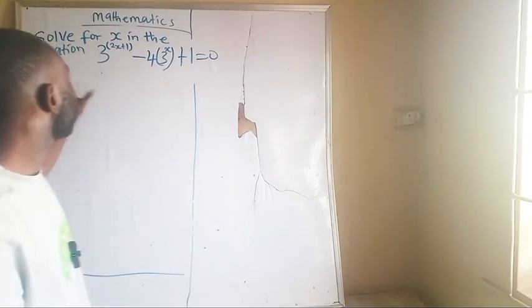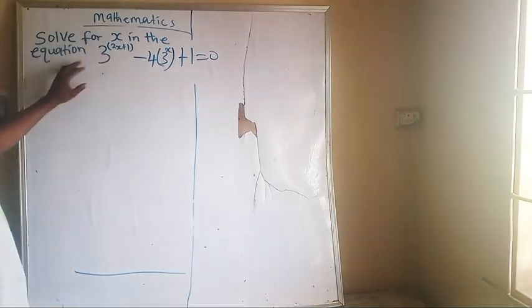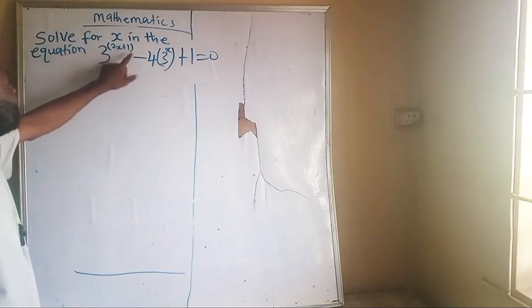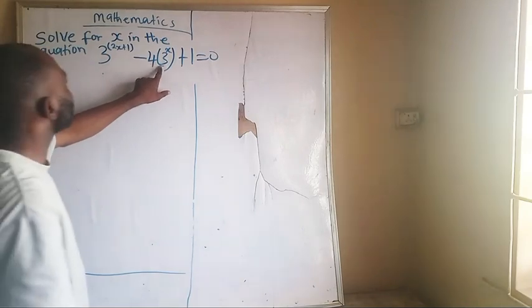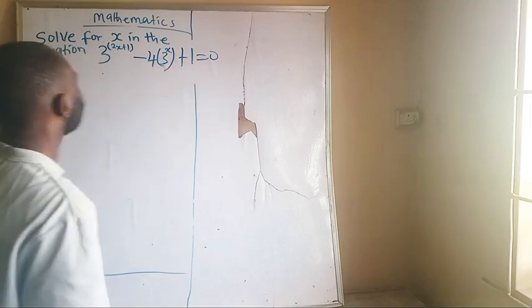Hello, so we have this exponential question here to solve, which says that we should solve for x in the equation 3 raised to the power of 2x plus 1 minus 4 bracket open 3 raised to the power of x plus 1 is equal to 0.